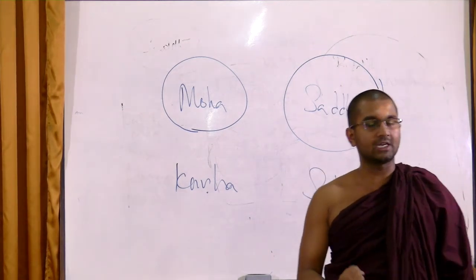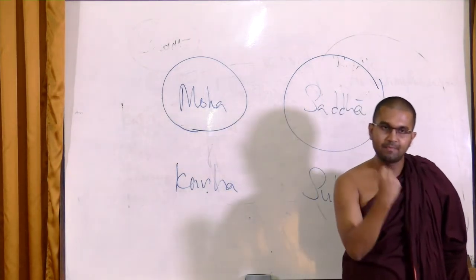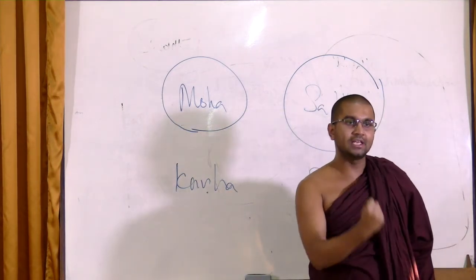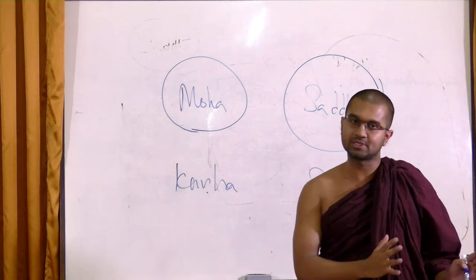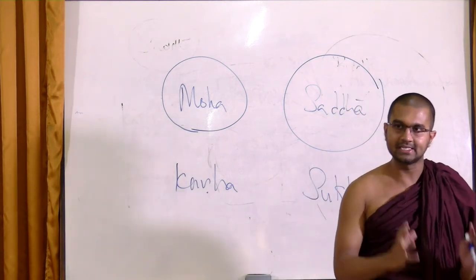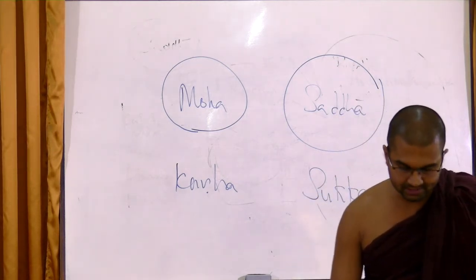Sati, we explained, is not the present moment awareness. Sati is the force which makes the mind stay on the wholesome side. It doesn't let the mind go into the unwholesome side. It keeps the mind in the wholesome side. It is like a force. This force is also necessary even for saddha to arise.